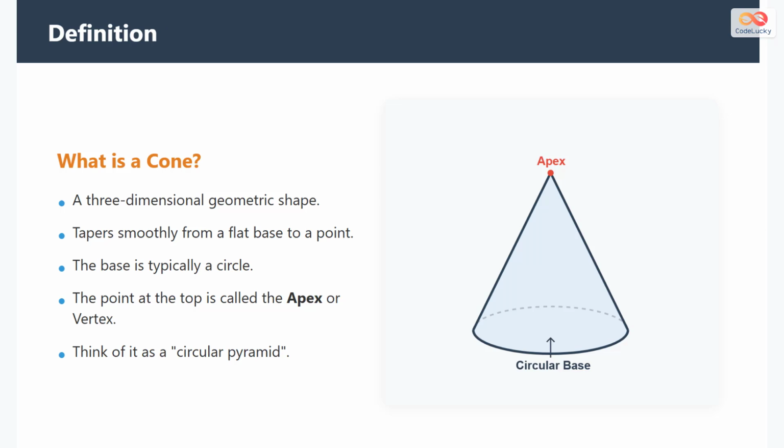A cone is a distinct three-dimensional geometric shape. It tapers smoothly from a flat base to a single point at the top. While the base is typically a circle, the defining feature is how it narrows down to that single point, known as the apex or vertex. You can think of a cone as a pyramid with a circular base.